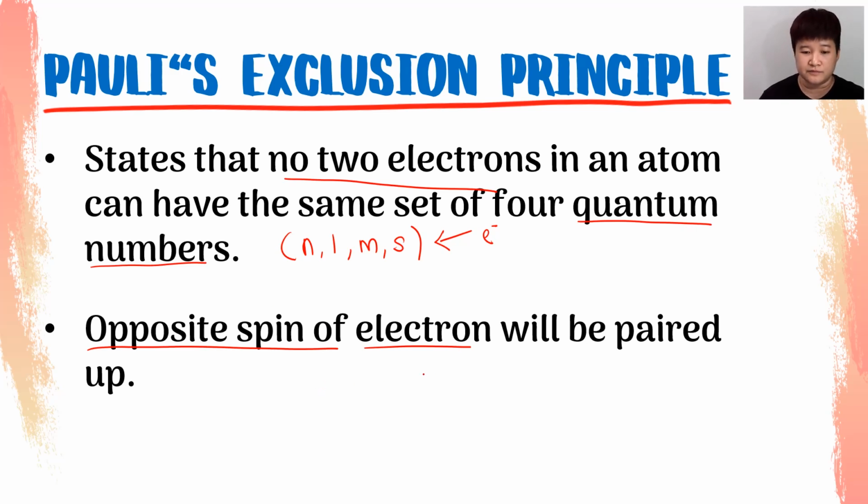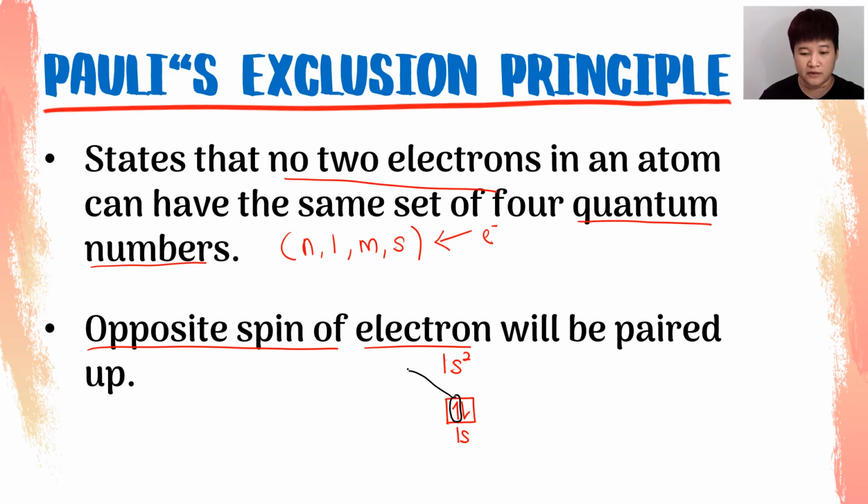For example, I have 1s2. And we know that the s orbital can take up a maximum of 2 electrons. And the orbital diagram looks something like this. 1s, the 2 electrons will be paired up in opposite spin. When the electrons pair up in opposite spin, we'll look into the quantum numbers for this electron first.